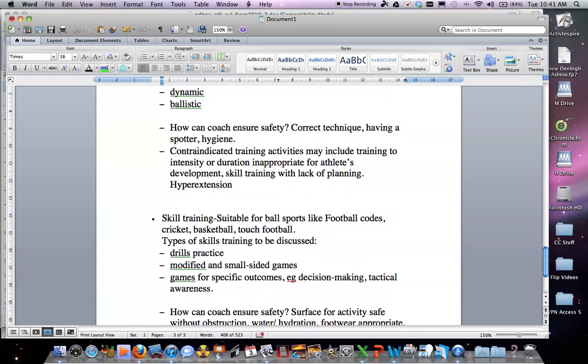The last area that you could have discussed, if you had so chosen, was skill training, and again suitable for sports like all the football codes, cricket, basketball, touch football. Type of skills training to be discussed: you need to have an understanding of drills practice and how that then melded into modified or small-sided games, and then how the games for specific outcomes could have been applied by the coach. Most boys were able to do the drills, practice and modified small games, but if there was an area that we didn't do well, it was the games for specific outcomes.